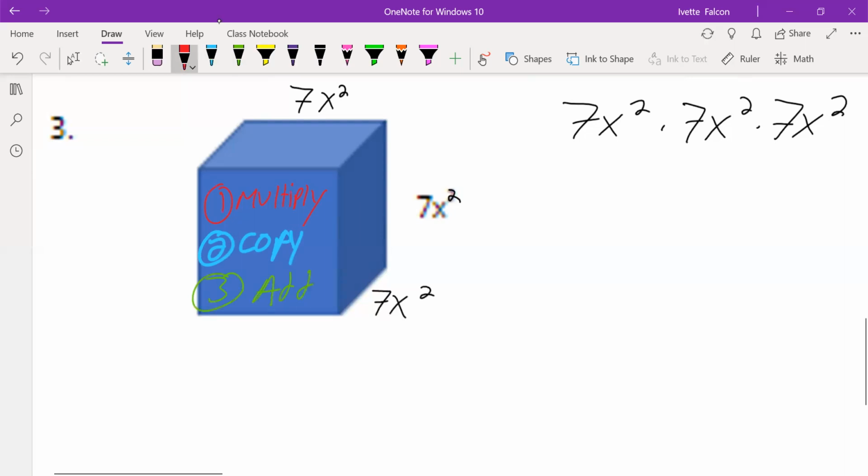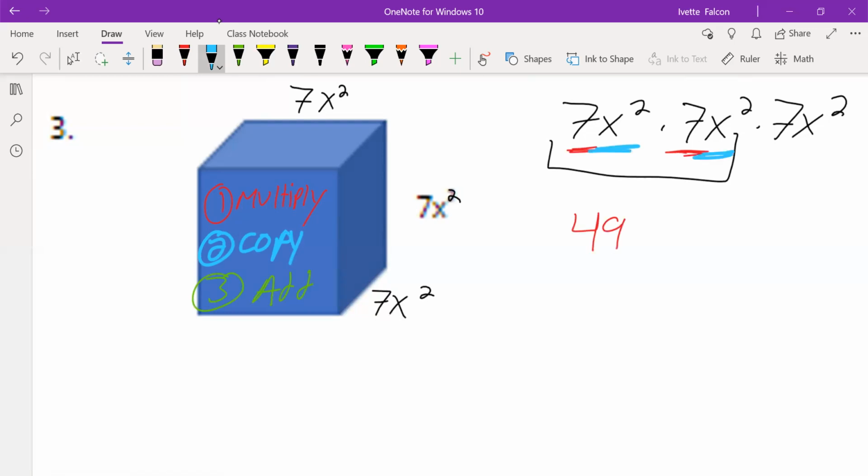And again, I'm gonna break this problem down. So I'm gonna start by multiplying these two out. So 7 times 7 is gonna give me a 49. Then we copy our variable, which is the letter x. And then last but certainly not least, we're gonna add our exponents. 2 plus 2, that's gonna give me the number 4.